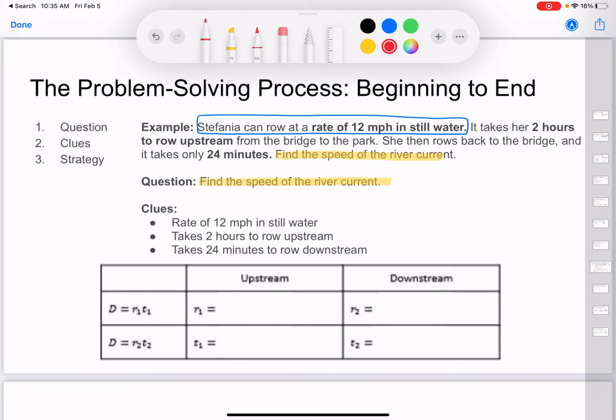It takes her 2 hours to row upstream from the bridge to the park. And it takes her 24 minutes to row back, so downstream. The opposite of upstream is downstream. So when she rows back, she is rowing downstream.